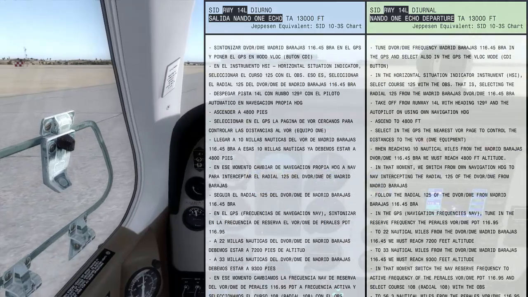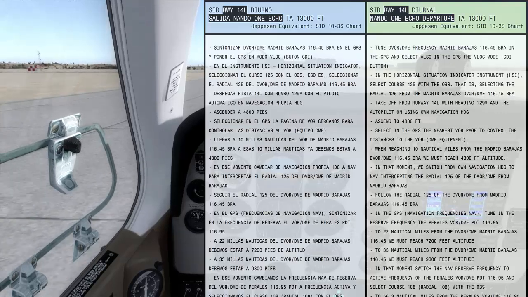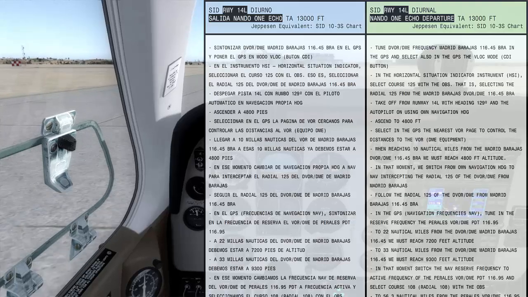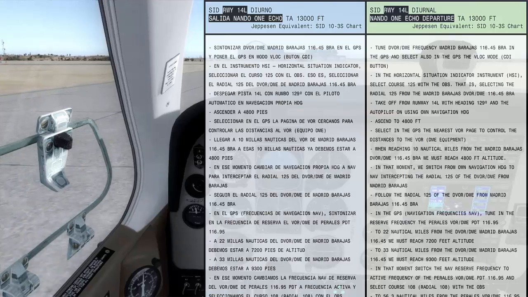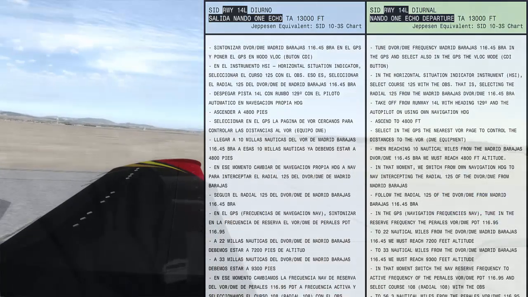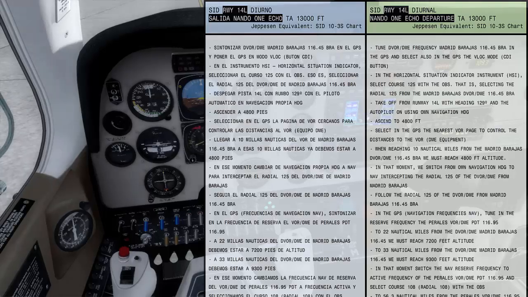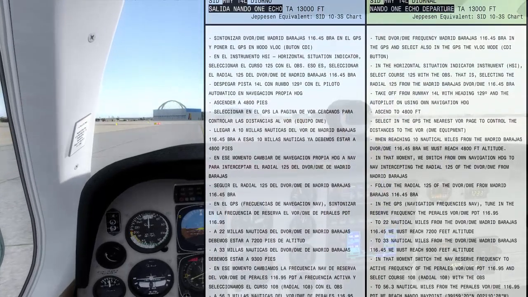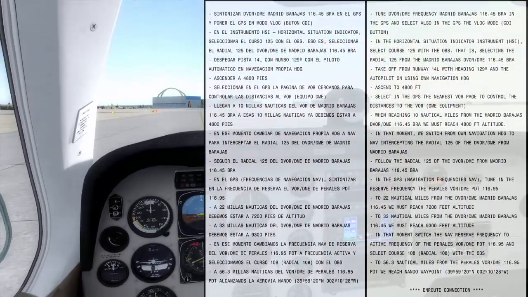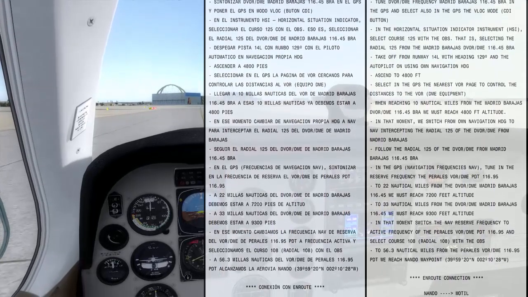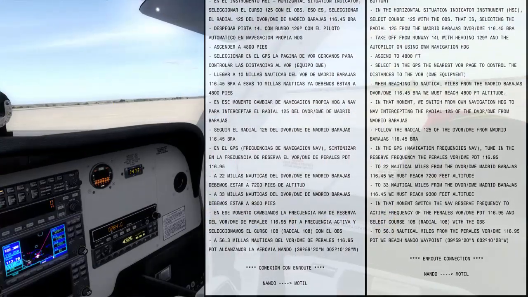There you have a little indication, and the abbreviated procedures, let's say, that you have to follow for the NANDO ONE ECHO departure, and on the right side you have it in English. Okay, so we will have to tune the VOR DME frequency from Madrid Barajas. There you have the frequency. Then in the horizontal situation indicator instrument, we will have to select course 125 with the OBS, that is selecting the radial 125 from the Madrid Barajas VOR DME, whose frequency is 116.45.